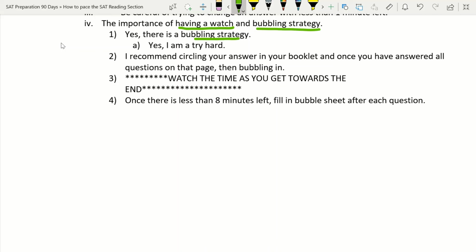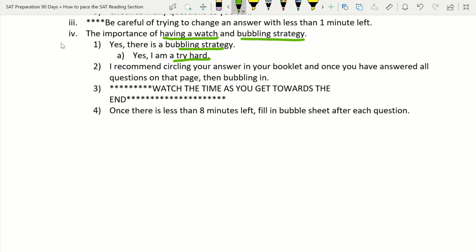So yes, there's a bubbling strategy. Yes, I'm a try hard at the SAT. You need to have a bubbling strategy, and here's why. Here's what I do. I recommend circling your answers in your test booklet. So you're going through your test booklet, right? I'll just draw a little test booklet here so you can kind of see it. Okay, that's your test booklet.